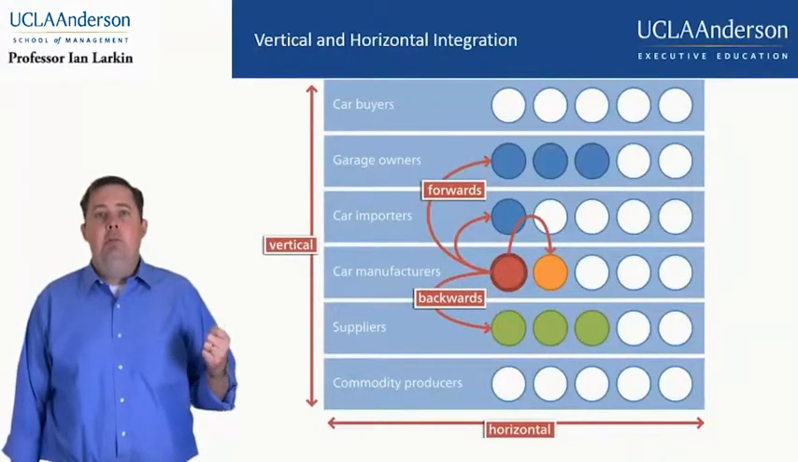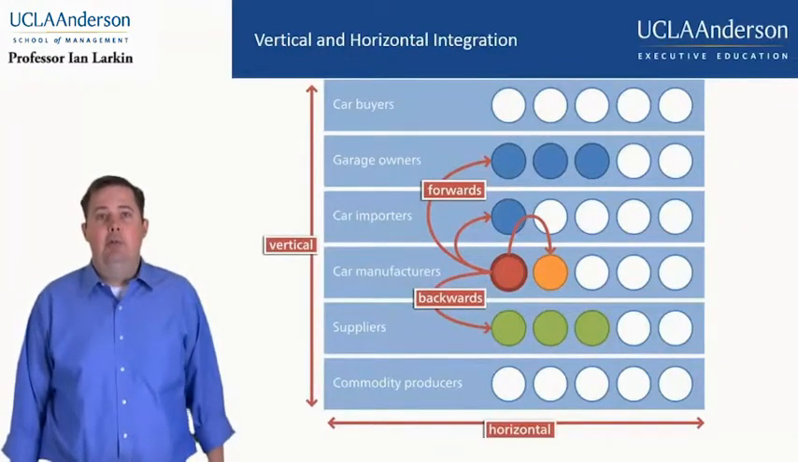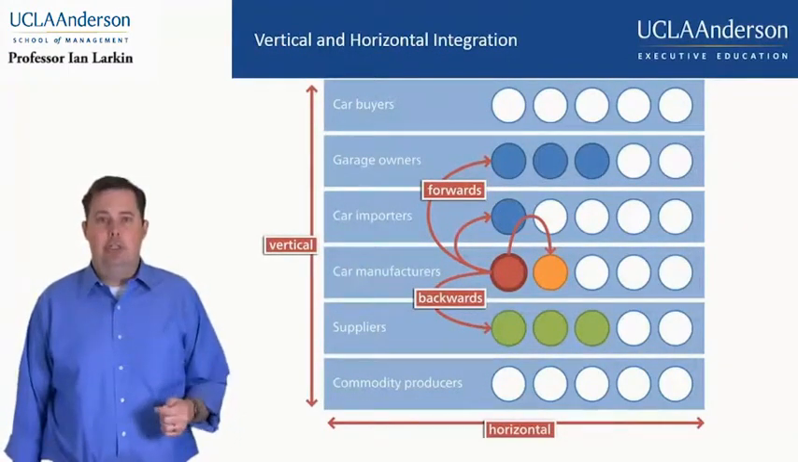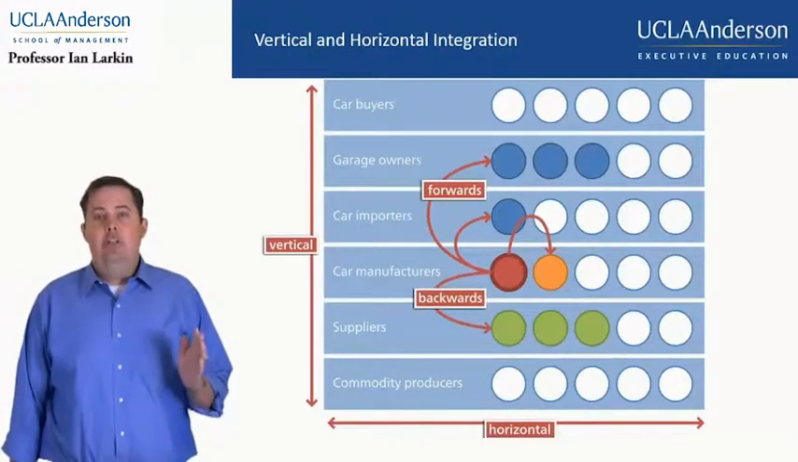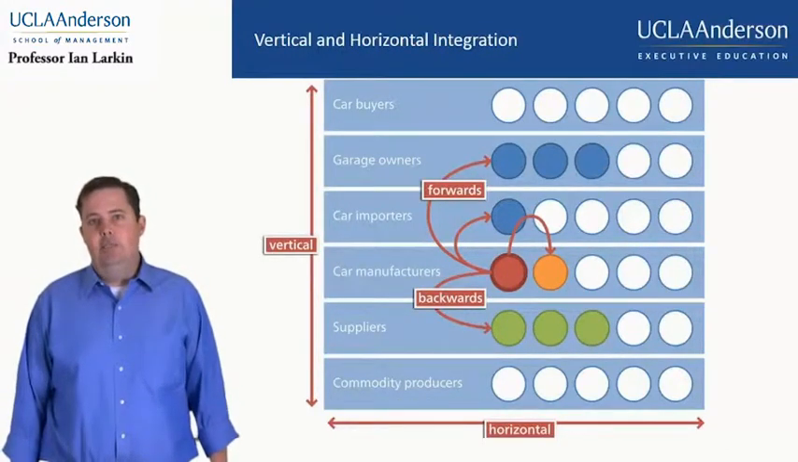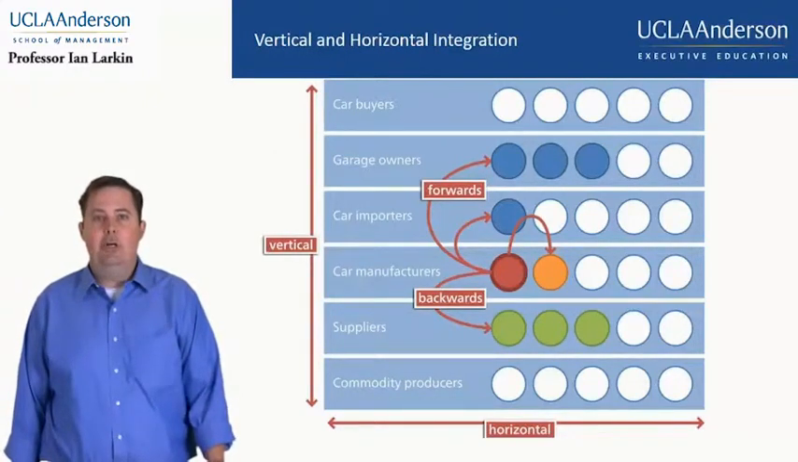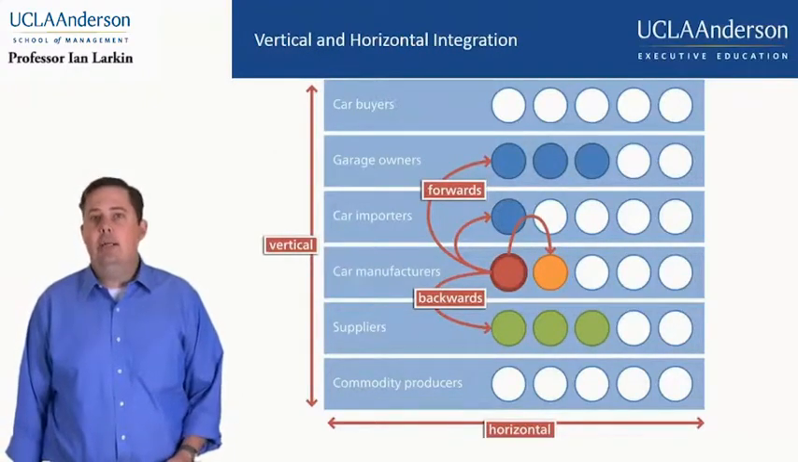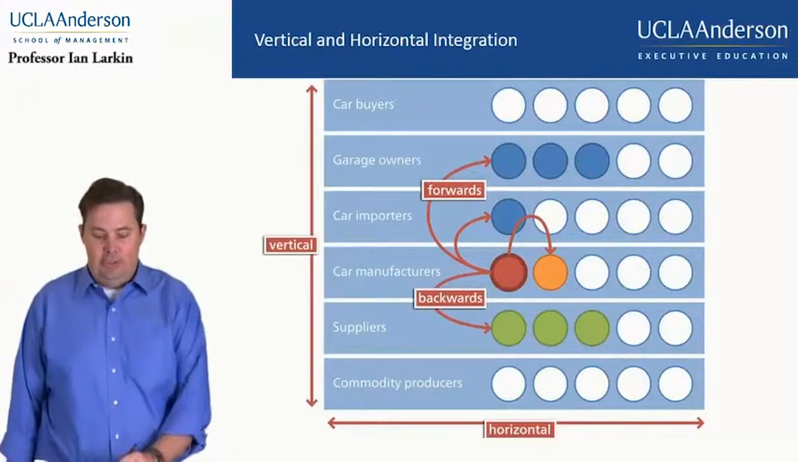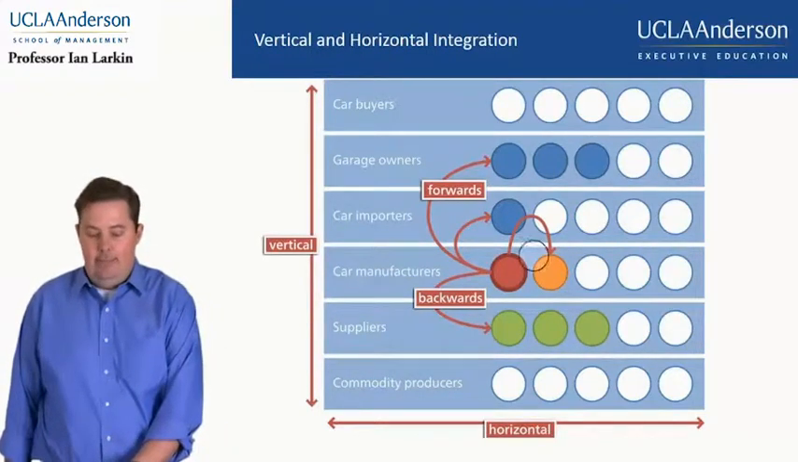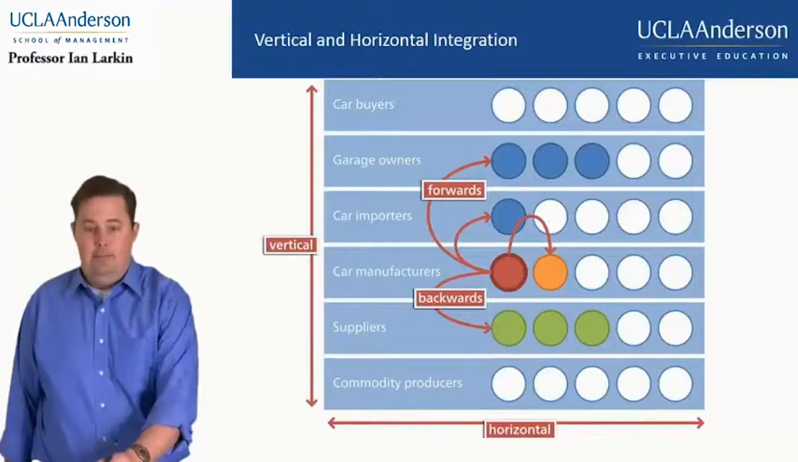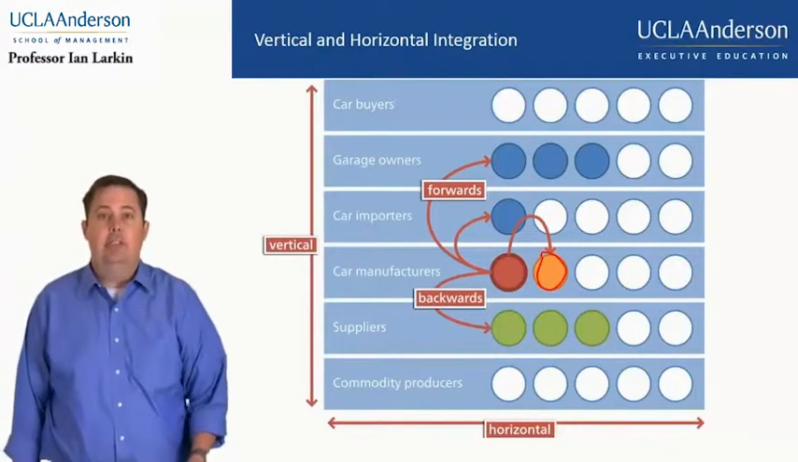Let's turn then to another dimension of integration, and that's called vertical integration. This chart is a little bit complex, but let's walk through it. We're taking the point of view of the red dot in the middle of the page, a car manufacturer. We just talked about horizontal integration, and that would mean the red dot buying this orange dot. That would be horizontal integration.